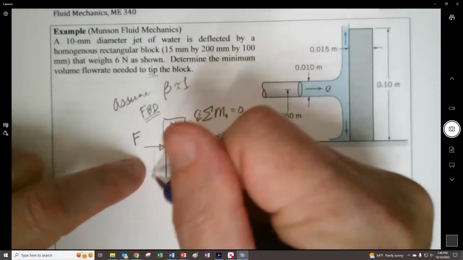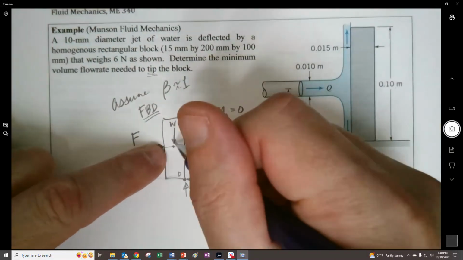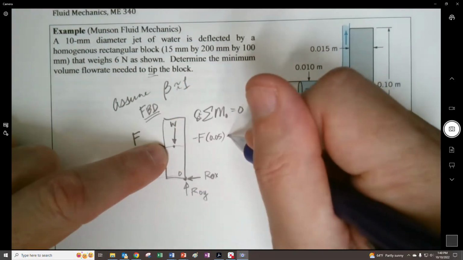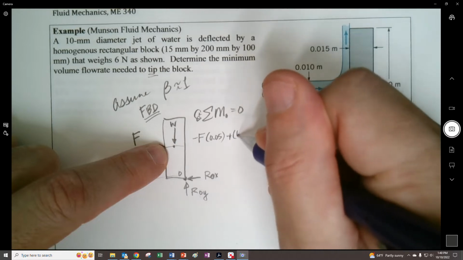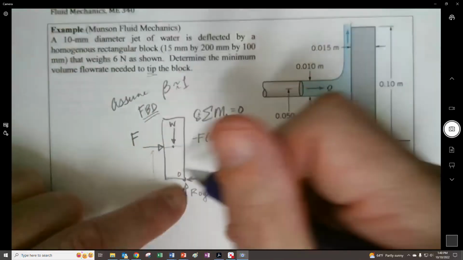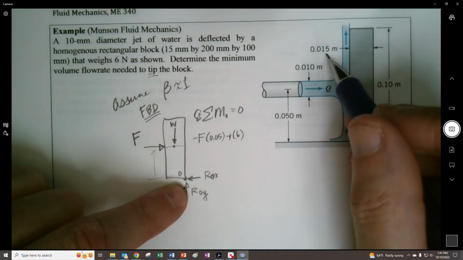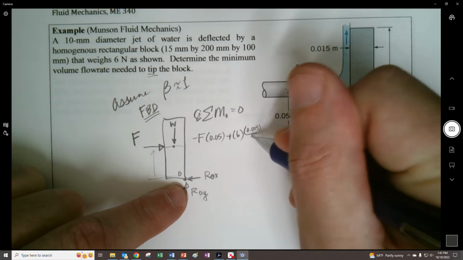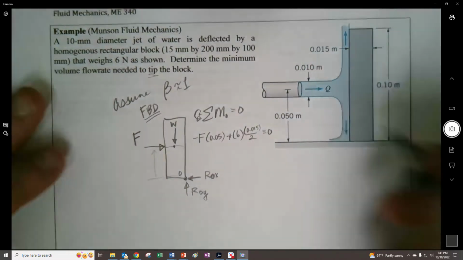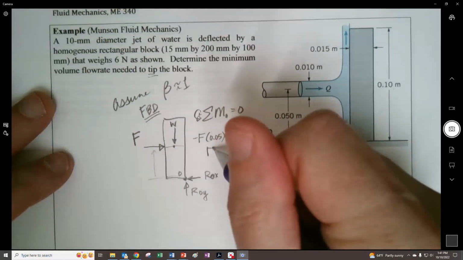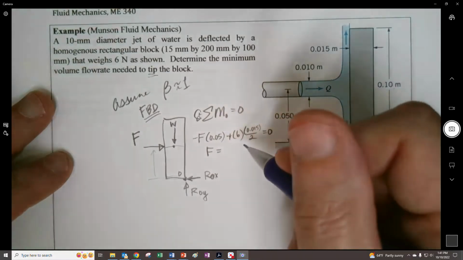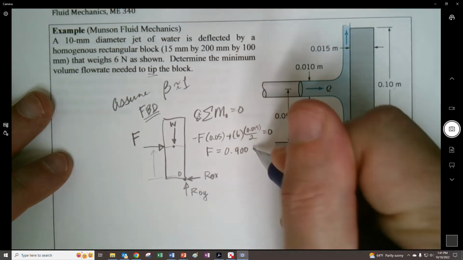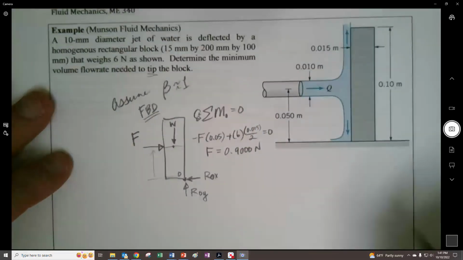So that's the perpendicular distance right here. Then we have the counterclockwise moment of the weight, so it's plus 6 newtons times half of this width, which is 0.015 divided by 2, and that's equal to 0. So the force to tip this thing over is going to be 0.9000 newtons. We did it about point O.